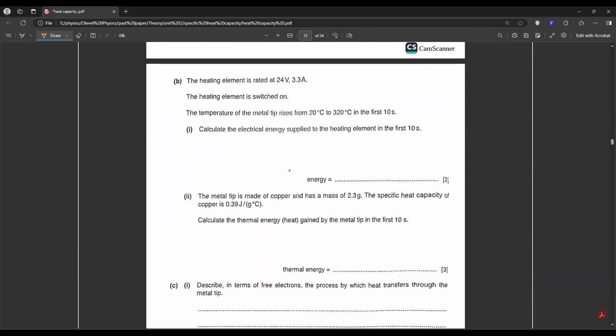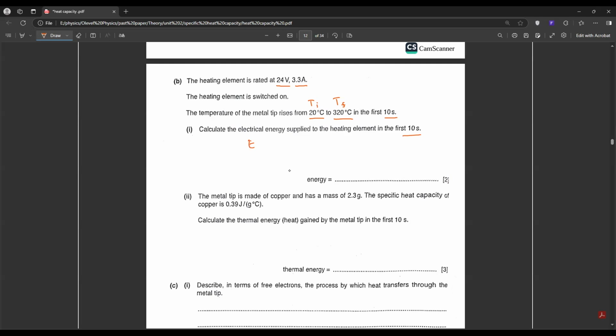The heating element is rated at 24 volts, 3.3 ampere. The heating element is switched on. The temperature of the metal tip rises from 20 degrees centigrade to 320 degrees centigrade. This is your initial temperature and final temperature in the first 10 seconds. Calculate the electrical energy supplied to the heating element in the first 10 seconds.